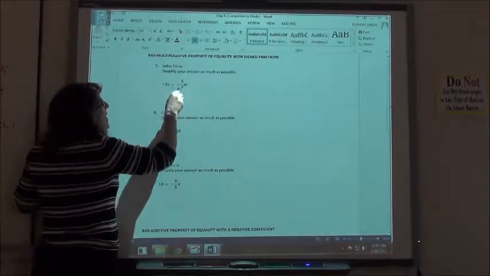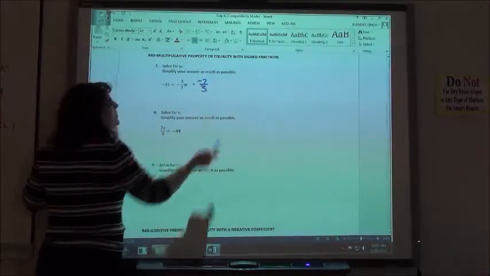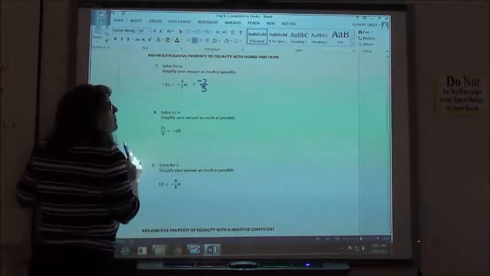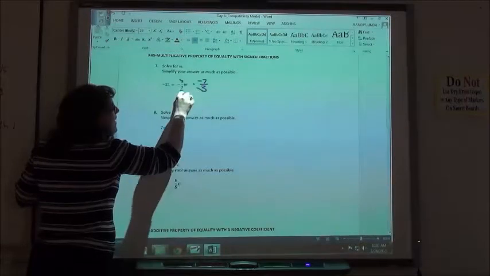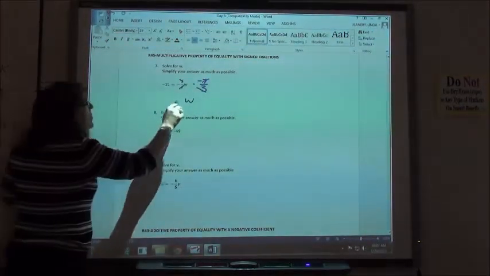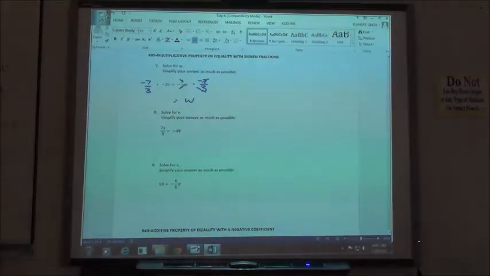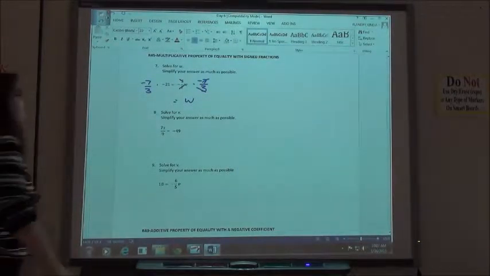So to get rid of a -3/7, we're going to multiply by a -7/3. Negative times a negative makes it positive. The 3's cancel, the 7's cancel, and then the w's just by itself. If we do it to one side, we also have to do it to the other side. So we're going to multiply by the reciprocal, keep whatever signs on that fraction, and then we're going to simplify.